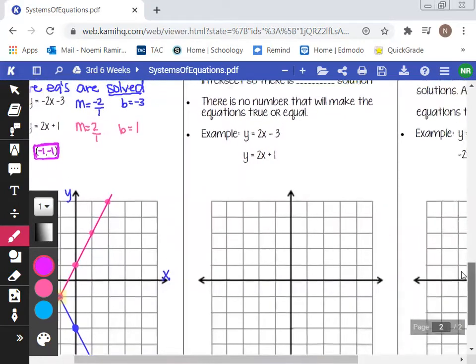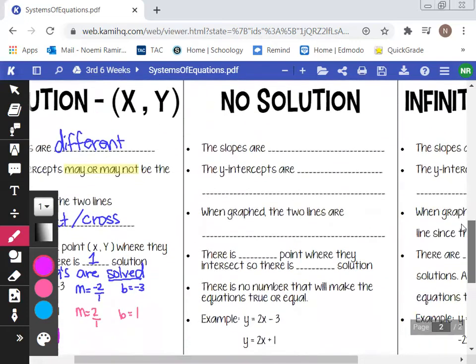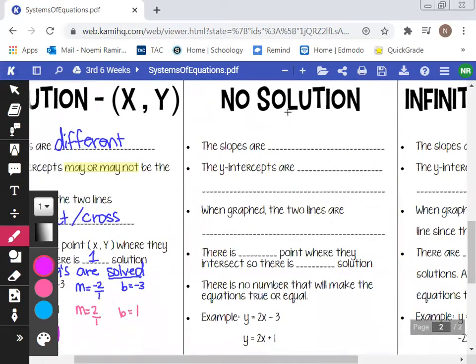Let's look at the next example. The next example is where we graph two lines and they don't cross. There is no solution. Okay? So when there is no solution, that means that the slopes are the same. And thinking back to what we worked on last week, the y-intercepts are different.